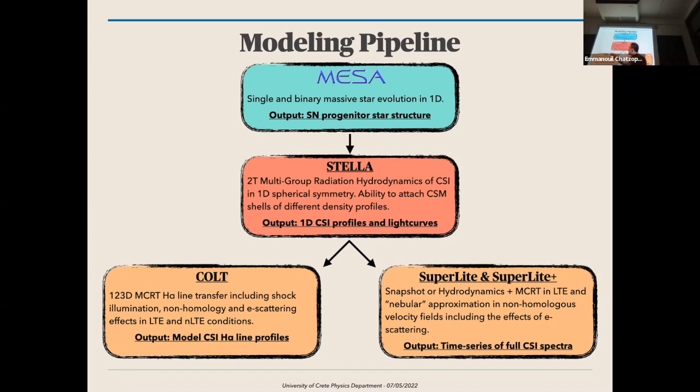For line profiles alone, we have a collaboration with MIT, where we extended and worked with Aaron Smith from MIT on a code called COLT, which is a multidimensional, 1 to 3D Monte Carlo radiation transport H alpha specifically line transfer code, where we included all those new effects that I talked about: non-homology, top illumination, electron scattering, LT and LT. So that will give you profiles of H alpha alone.